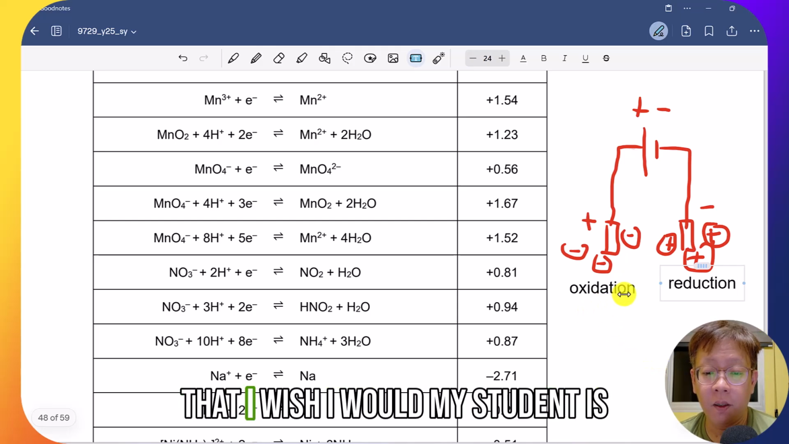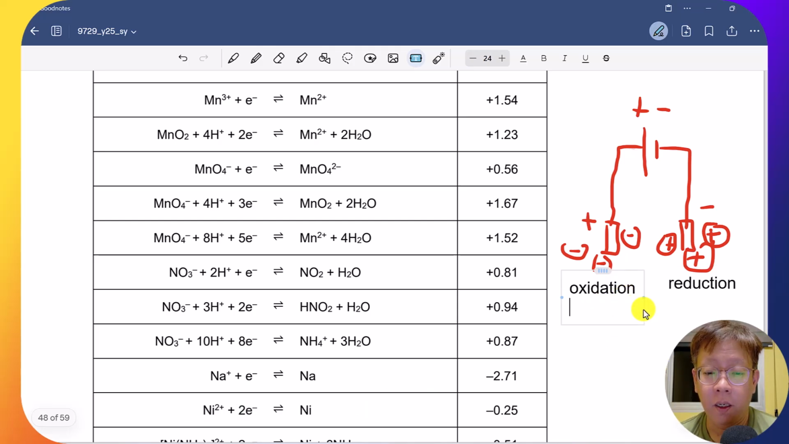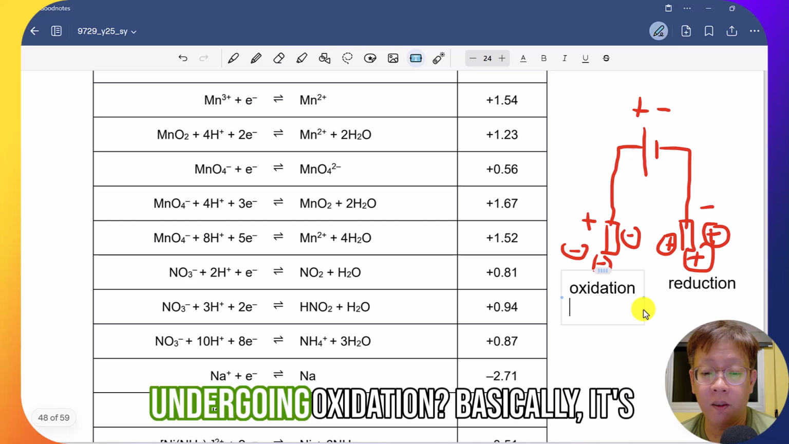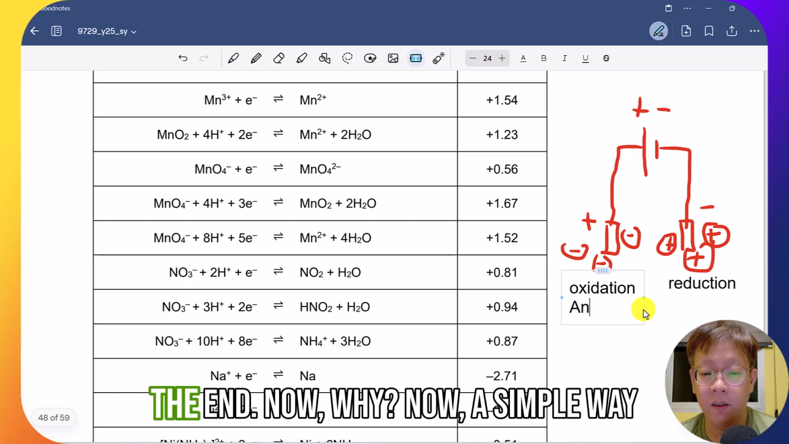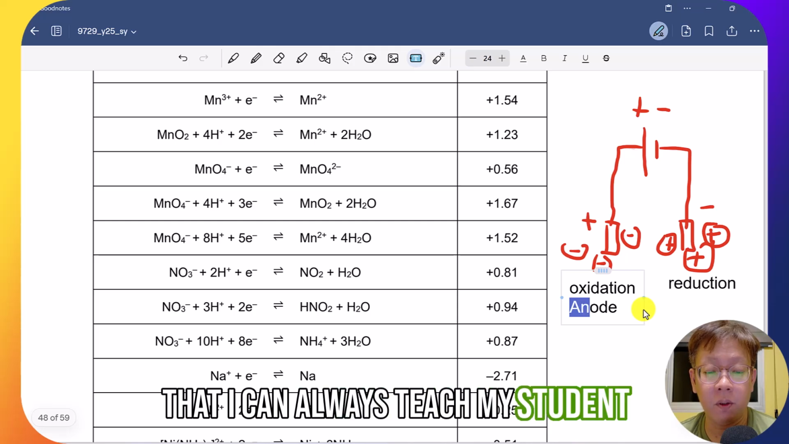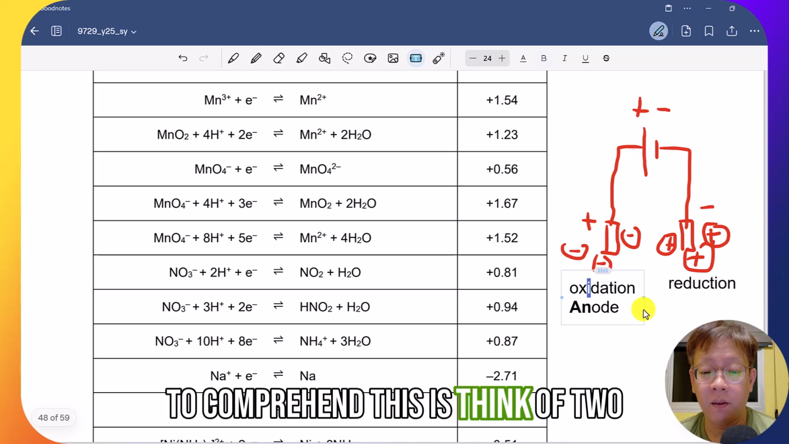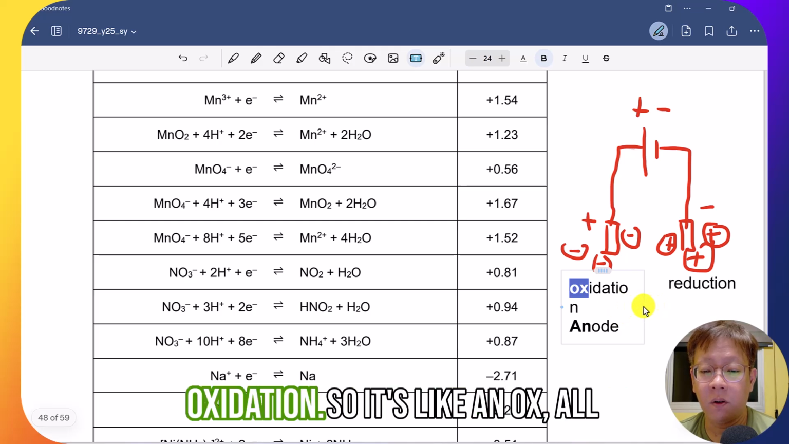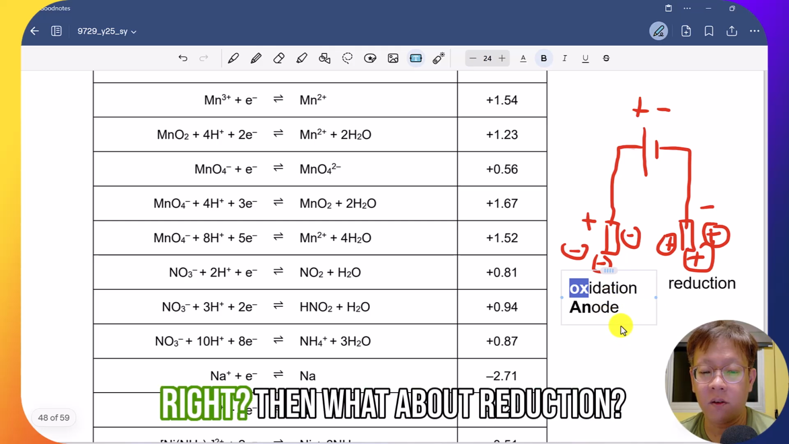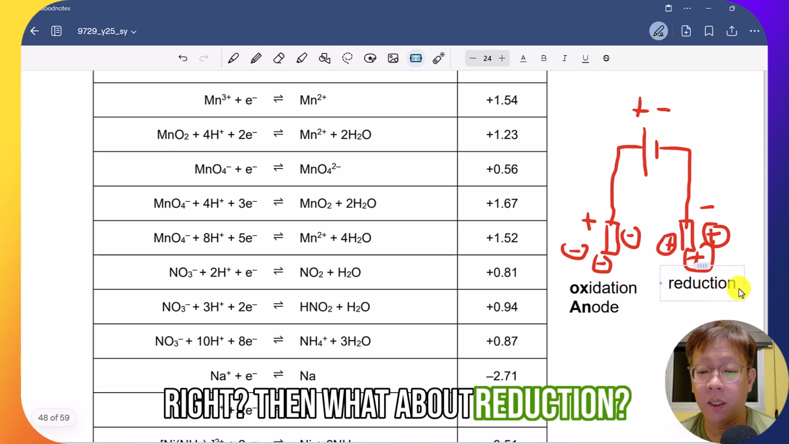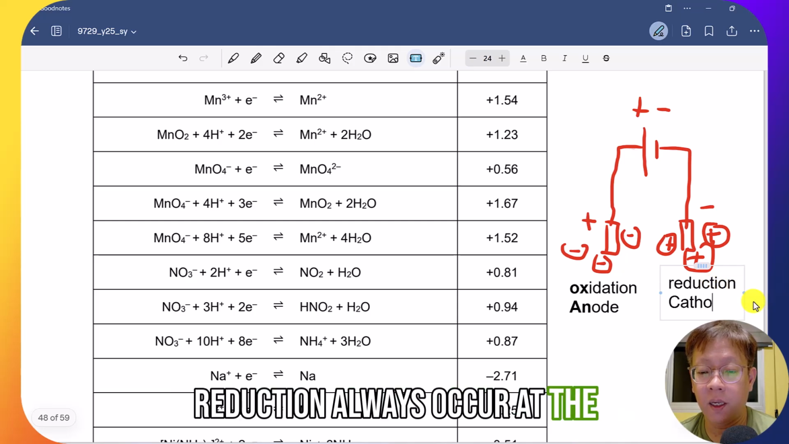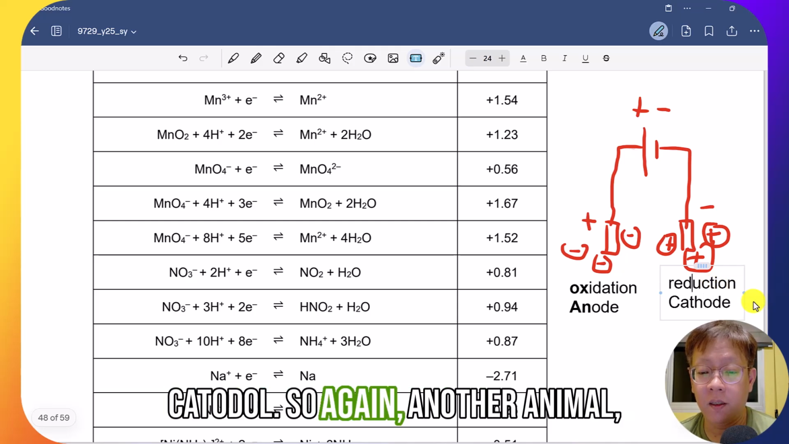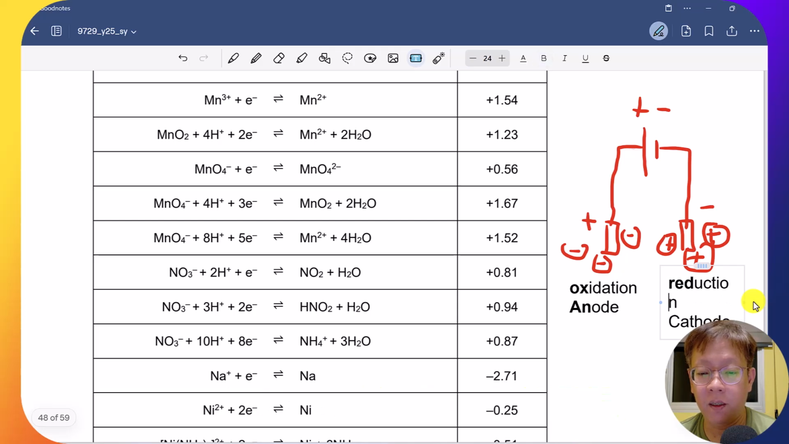Now, an important thing that I always share with my students is: at which electrode do you have species undergoing oxidation? Basically, it's the anode. Now, a simple way that I always teach my students to remember this is to think of two animals. Anode always undergoes oxidation, so it's like an ox. Then what about reduction? Reduction always occurs at the cathode. So again, another animal, red cat.